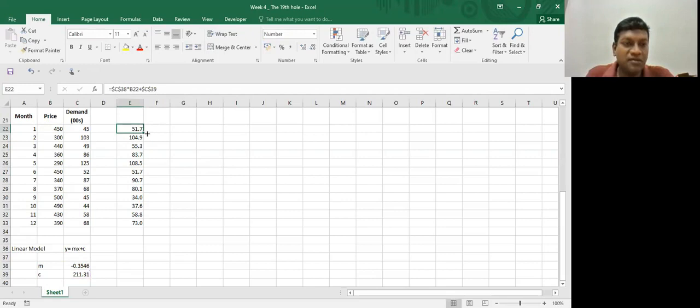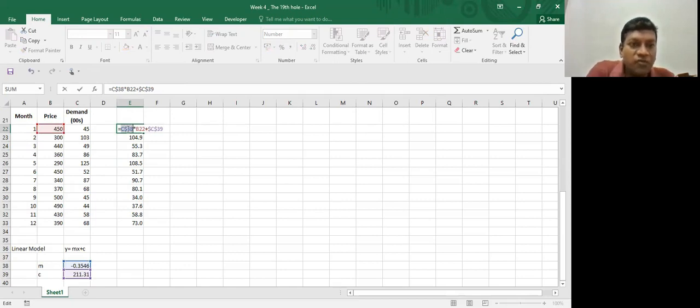So let me remove this referencing. What I'll do is press F4. Okay, if I keep clicking F4, the referencing goes away.